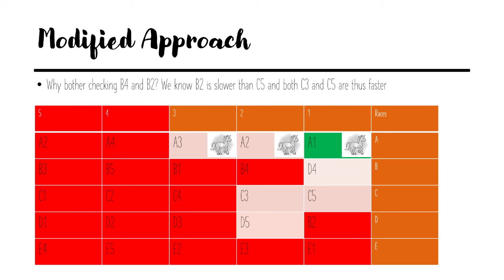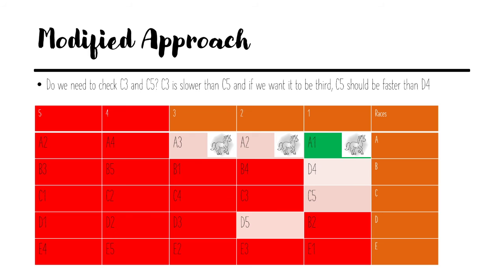Can we eliminate B2? Good question. We are looking for 2 horses that are faster. Can we eliminate B2? The answer is yes, we can, because B2 is slower than C5 and D4. So if I need the 2 next fastest horses, why wouldn't I take D4 and C5? They're faster than B2, so there's not really competition here. And we know that B4 is slower than B2. So let's eliminate them both. Next up, can we eliminate even more?